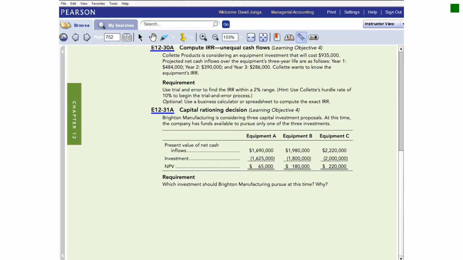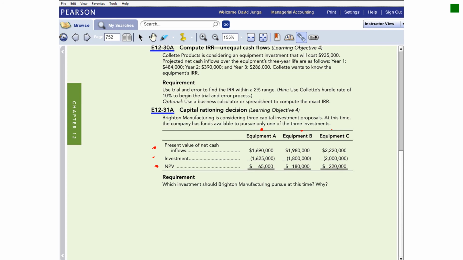Okay, so the last one I'm going to walk you through is exercise 12-31, capital rationing. And so what we're going to look at is the profitability index. So we've got equipment A, B, and C. They've already given you the present value of cash inflows. We've got the initial investment, and they've already done the calculation for NPV.